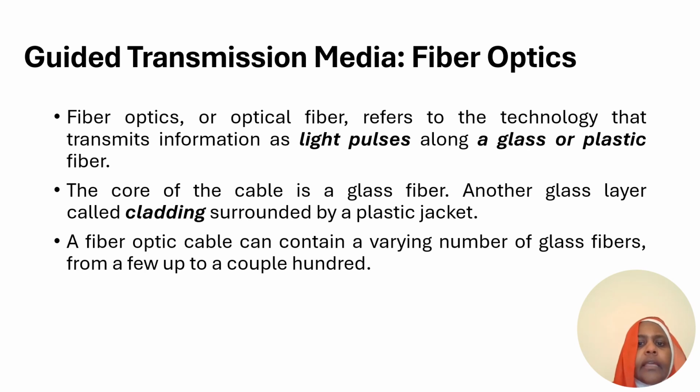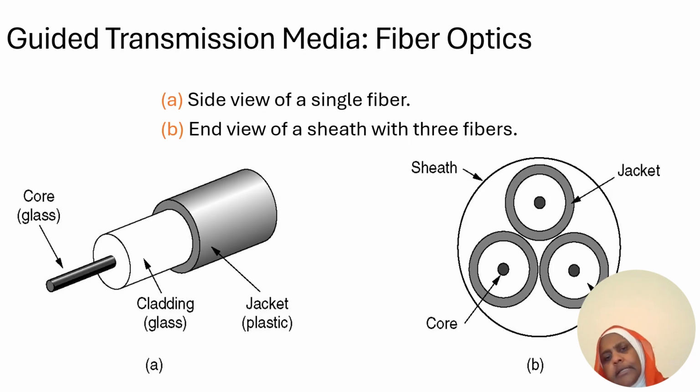A fiber optics cable can have from one fiber up to a few hundred fibers. As you can see here, this is a side view of a single fiber, where in the middle there is the glass core, the cladding glass, and the plastic jacket. Multiple fibers can be enclosed in one cable that, as I've said, can contain from a few fibers up to a few hundred fibers.